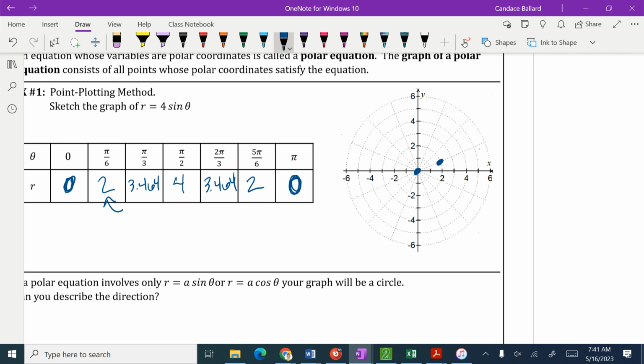Now I'm going to go out 3.4 rings, right? So about 3.5. We're just going to estimate that. And we're on this pi over 6 or pi over 3 line. So 1, 2, 3, and about halfway. And then pi over 2 is at 4. And then 2 pi over 3 is at 3.46. So it should be at about this same spot on this line here. And you're going to start noticing that there's a lot of symmetry involved in this, okay? And then we're going to go out 2 rings on the 5 pi over 6, which would be here. And then we're back at 0.